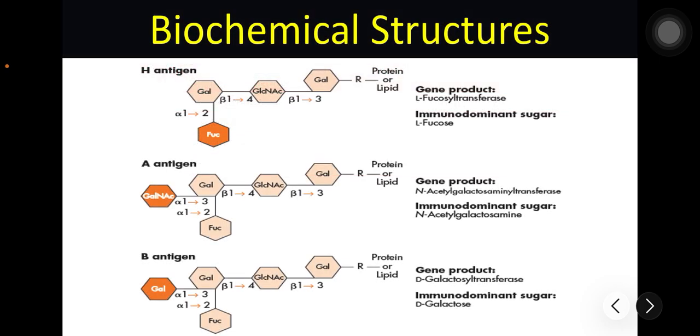Now, let's proceed to the biochemical structures of your H, A, and B antigens. So the biochemical structures of A, B, and H antigens are built upon a common foundation known as the precursor substance, specifically a glycan or a paragloboside. So this structure consists of an oligosaccharide chain, which is a short string of 4 sugar molecules attached to either a protein or a lipid carrier molecule on the red cell membrane.